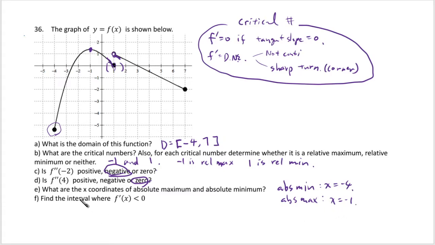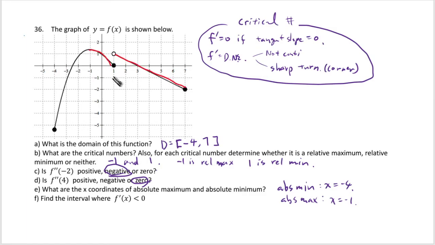Finally, find the interval where f prime is less than 0. That means f is decreasing, right? If the derivative is less than 0, then f is decreasing. So let's erase some stuff here. Now, where is this function decreasing? I see that it's decreasing right here and also right here.